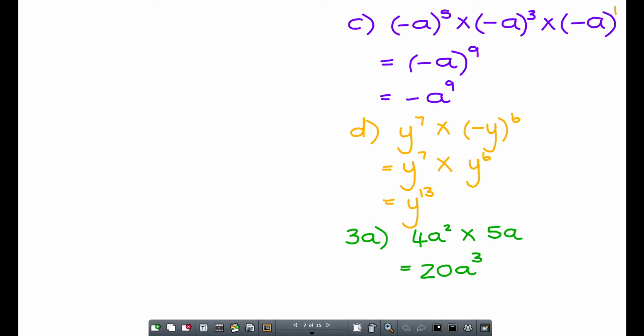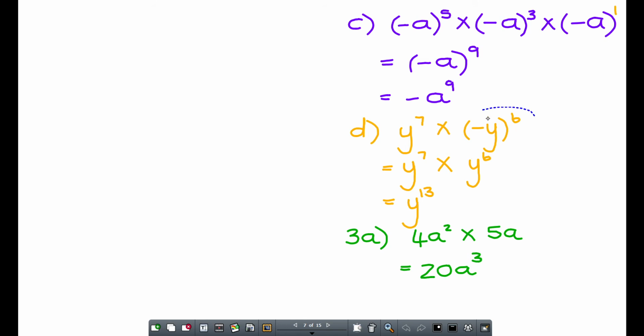Okay, and then at D, over here, I've got a base of y. Over there, my base is minus y. So could I go and add those exponents? No, because the base is not the same. So then we use BODMAS.